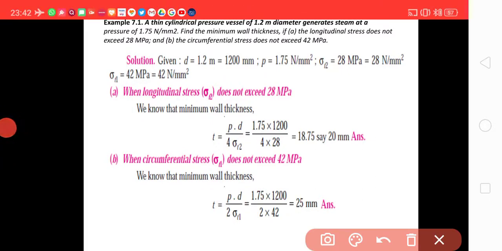When the longitudinal stress sigma T2 does not exceed 28 MPa, we note the minimum wall thickness T equal to PD upon 4 sigma T2, which gives you T equal to 18.75, say 20 mm. When the circumferential stress sigma T1 does not exceed 42 MPa, in that case the minimum wall thickness T equal to PD upon 2 sigma T1, which gives you thickness 25 mm.